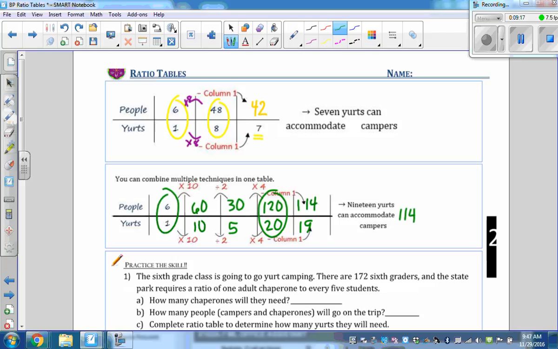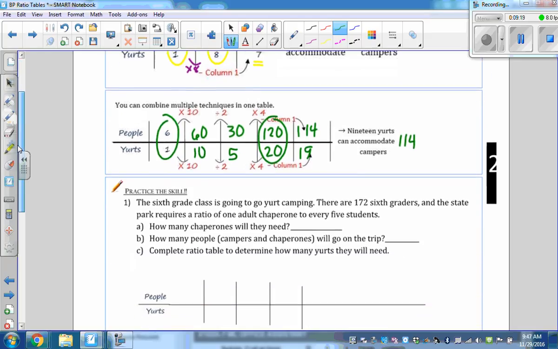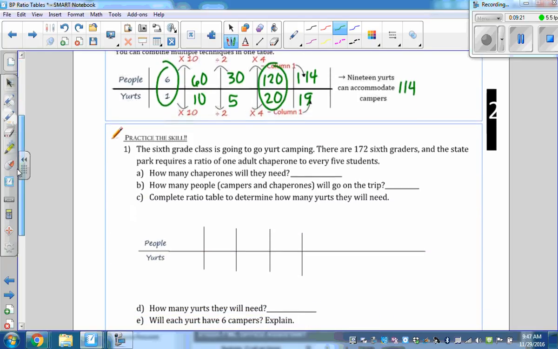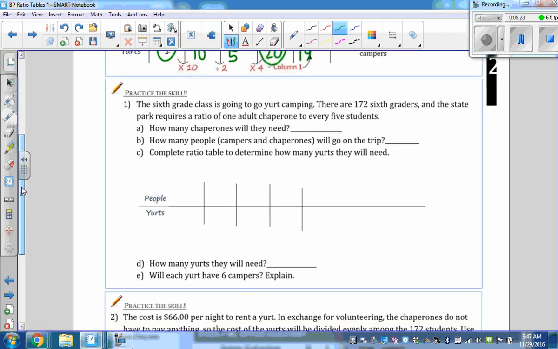So how are we going to use this skill? That's really why we're doing this. Okay, so we spent about 10 minutes practicing. How are we going to use this skill? So here's the situation. The 6th grade class is going to go yurt camping. There are 172 6th graders, and the state park requires a ratio of 1 adult chaperone to every 5 students.